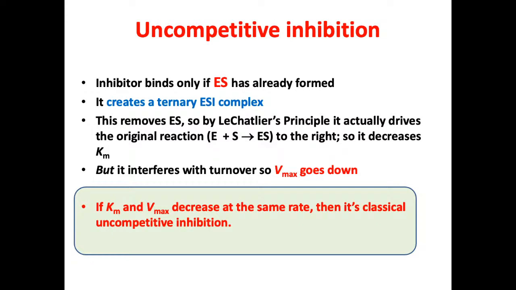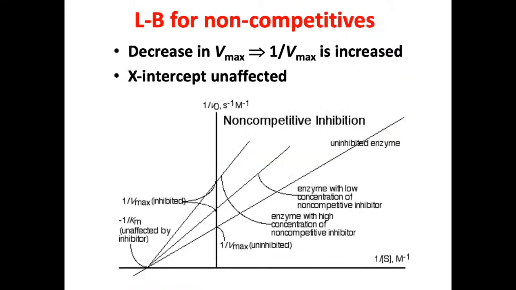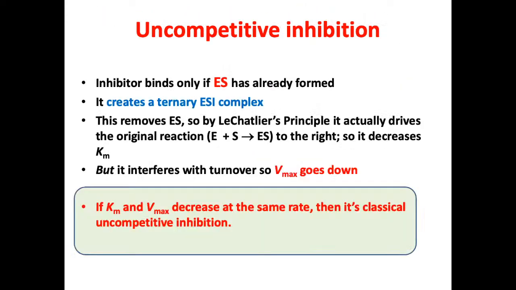Then there is the uncompetitive inhibition. So we have discussed two types so far: competitive inhibitor and non-competitive inhibitor. Now the third one is your uncompetitive inhibition. In this one, the inhibitor binds only if the enzyme-substrate complex has already formed. So it creates a ternary ESI complex. It will attach to the enzyme-substrate complex in order to make your ESI complex.